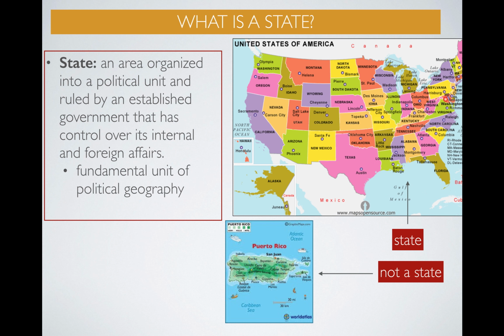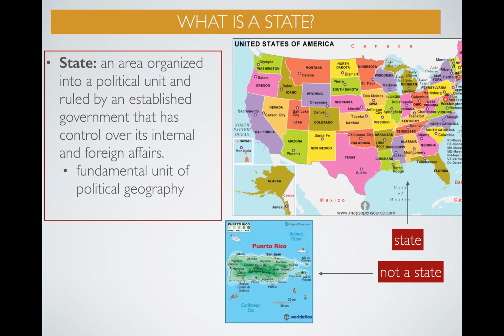A state is an area organized into a political unit, so obviously government, and ruled by an established government that has control over its internal and foreign affairs. That concept of control over its own internal and external affairs is called sovereignty, which we'll get to in just a minute. And as I just mentioned, this concept of a state is the basis of our study. An example: the United States, despite both our toponym and our daily lingo of states, the United States is a state. We are a country.